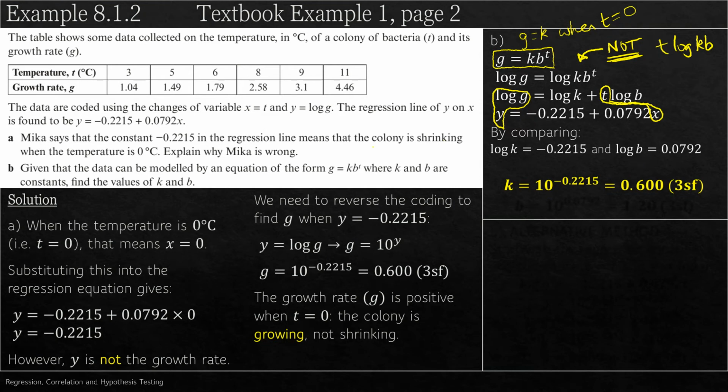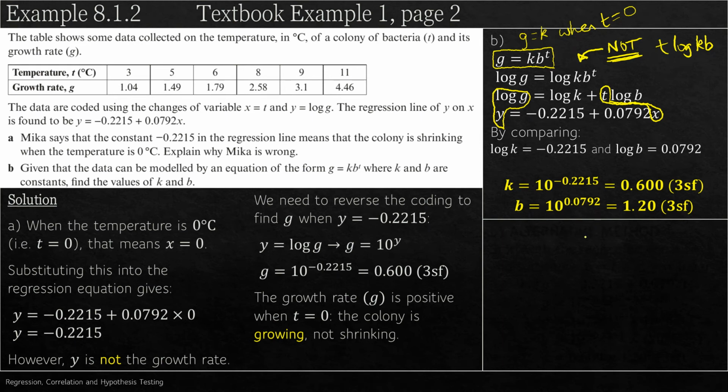We found k, we also need to find b, so solving this for b is 10 to the power 0.0792, so b is 1.20 to 3 significant figures. We haven't been asked to give interpretations of either of them, we've just been asked to find the values.